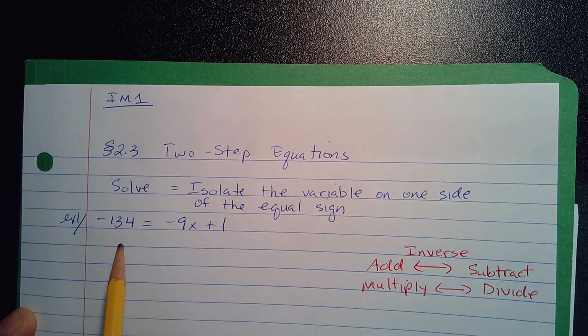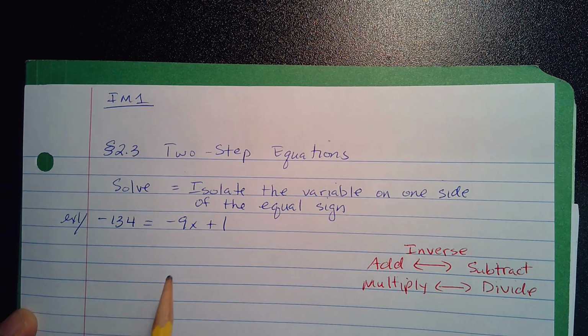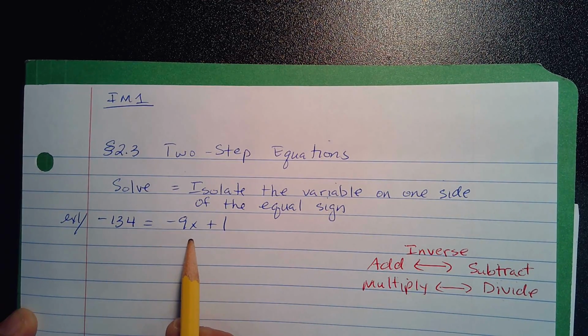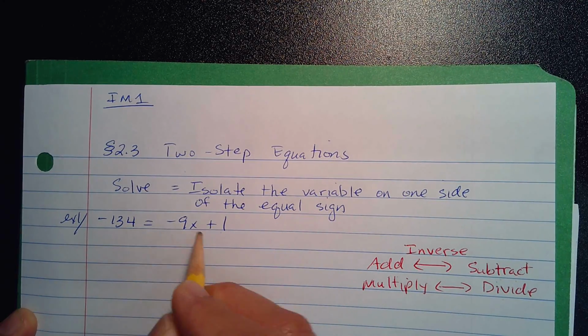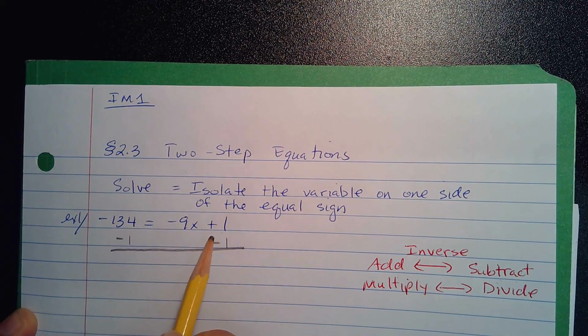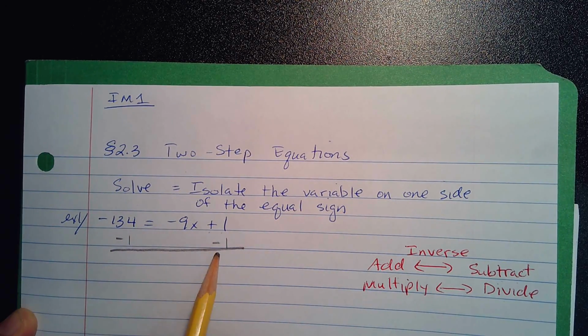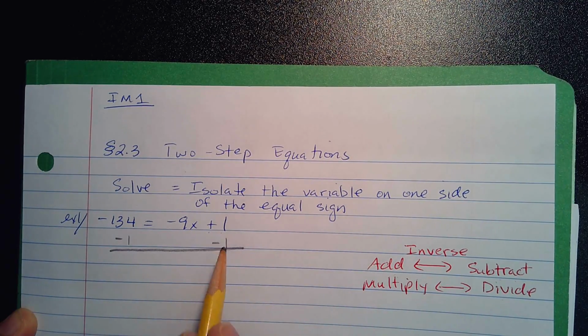So if we look at example 1, first identify the variable. The variable is x. X is on the right side of the equal sign. So I need to move this 1 to the other side of the equal sign. So I'm going to subtract 1 on both sides, because the inverse of adding is subtracting.